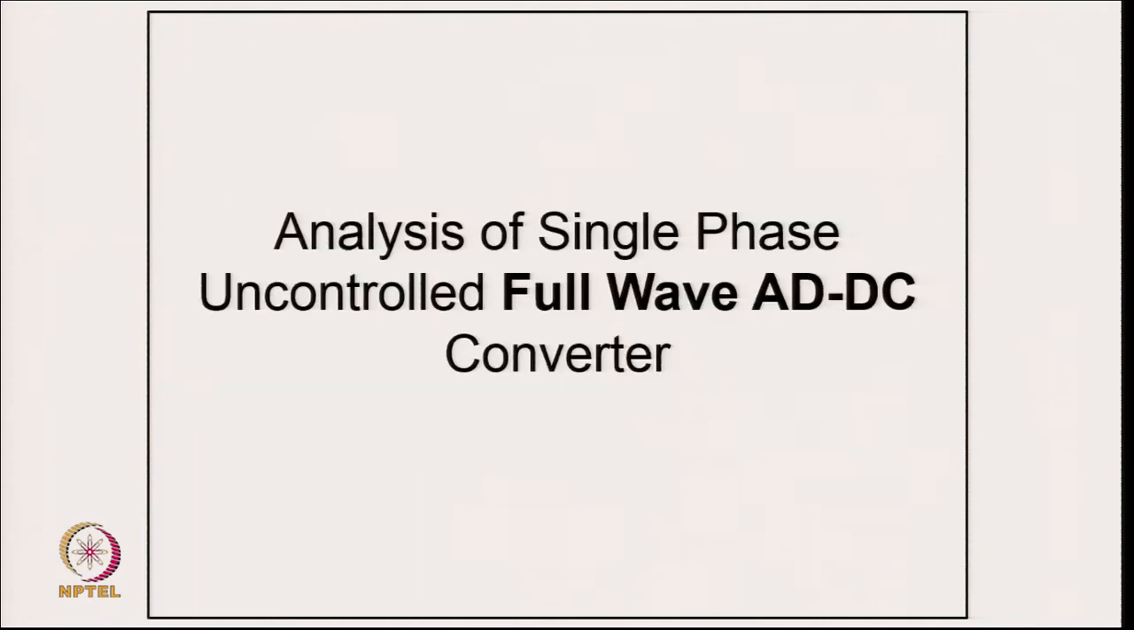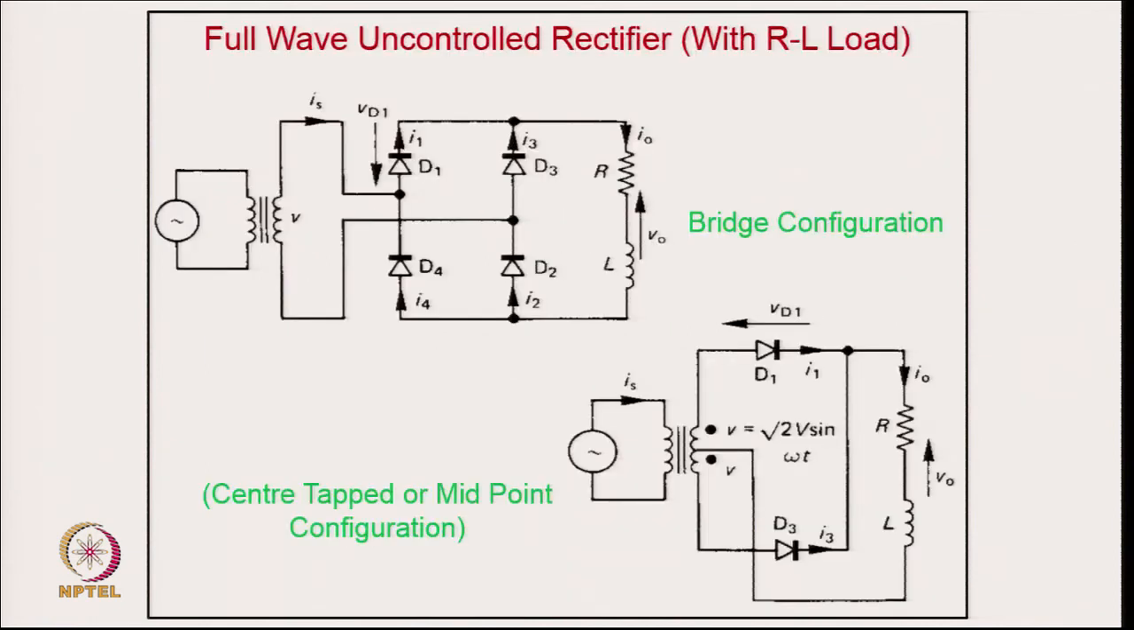So, coming to the uncontrolled full wave, the full wave can be a bridge or it can be a full wave with a midpoint also. Normally the bridge is preferred, because in a bridge you can avoid the transformer, provided you are matching the voltage. Then you can use this configuration, which will certainly have less losses, because here 2 diode drops are there, whereas there it is a single diode drop.